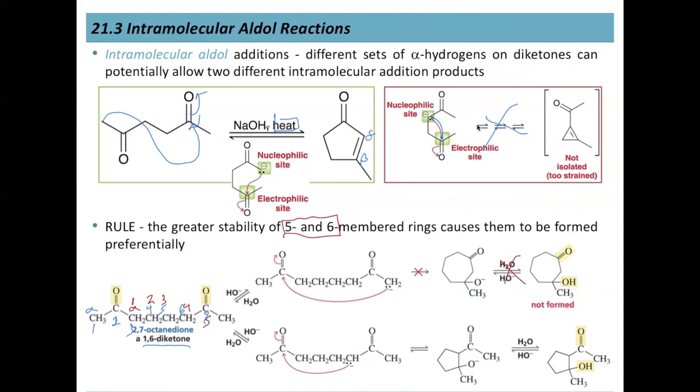So if you start looking at this, you'll always get options between 3 or 5, or 4 and 6, or 5 and 7, or 6 and 8. And hopefully by now you can figure out which ones you choose. If you have an option between a 3 and a 5-membered ring, you choose the 5. If you have an option between a 4 and a 6, you choose the 6. If you have an option between a 5 and a 7, you choose the 5-membered ring. And if you have an option between a 6 and an 8, you would choose the 6-membered ring.